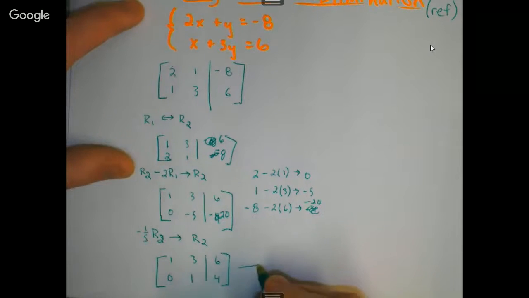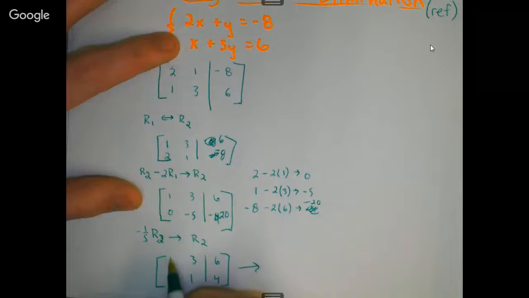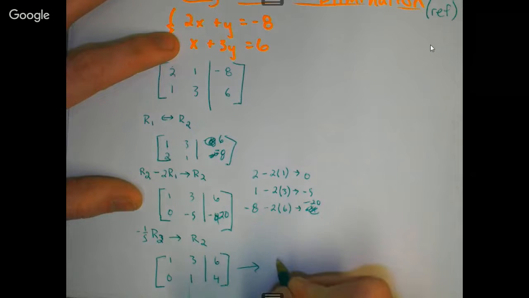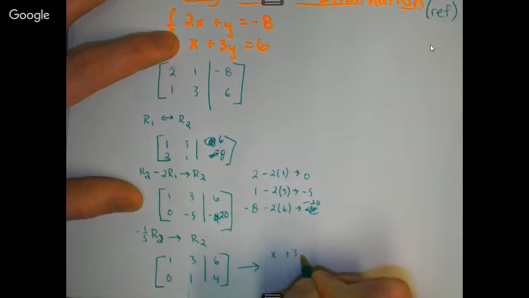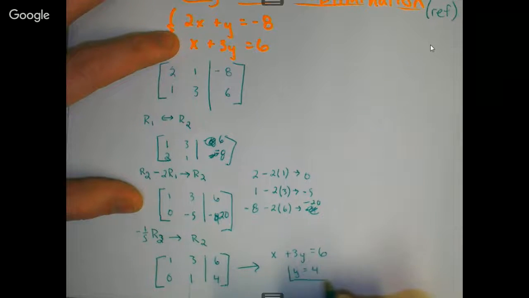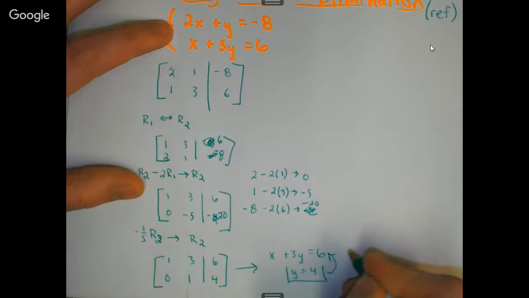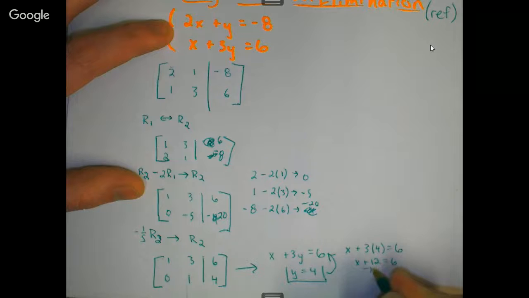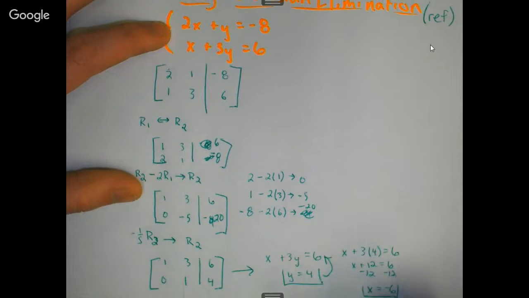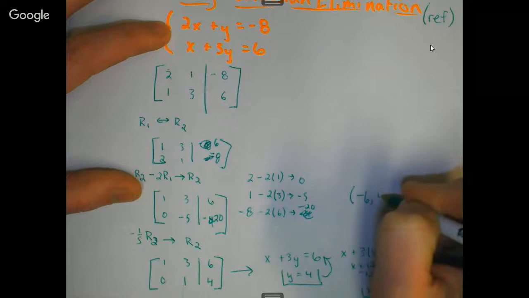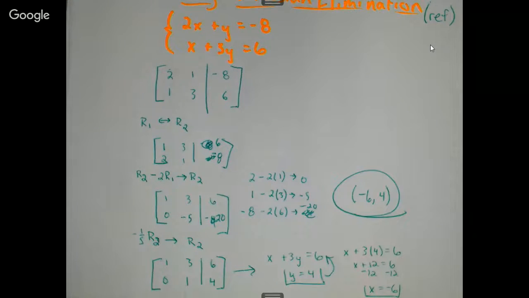So we will rewrite these as equations. So these are your x's, these are your y's, these are your constants. So I have x plus 3y equals 6, and I have y equals 4. So that gives me what y is, so we'll back substitute it into the equation above. So x plus 12 equals 6, subtract 12, and you get x equals -6. So then you have your ordered pair, -6 comma 4, as your solution to the system.